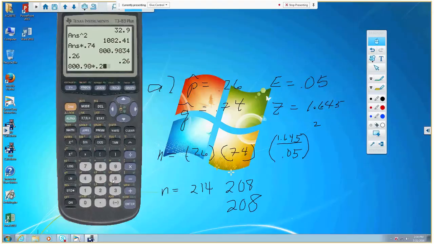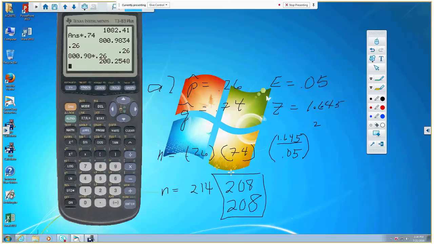I got 208. Mr. Strickland, you used 1.6465. Use 1.645. You might get the same answer. Okay. That was probably my error. Okay. The answer is 208.